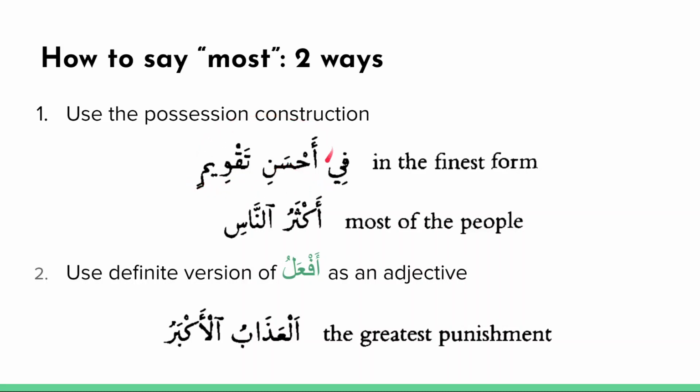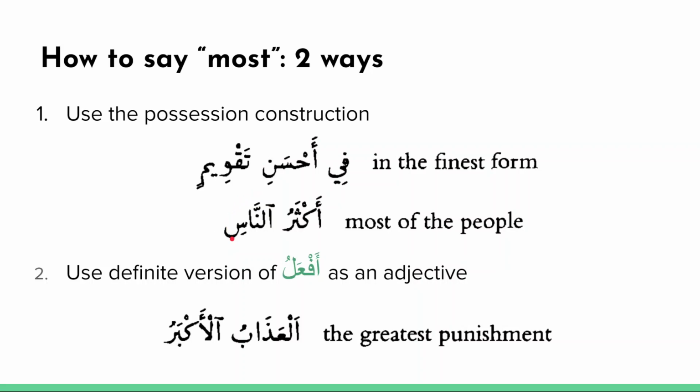If you see this construction, then this means the most of that. So fi ahsani taqweem, in the most fine form or in the finest form. Or here, aktharu an-nasi, most of the people. Now it's worth pointing out that the possessor here could be indefinite like taqweem, or it could be definite like an-nas. And typically if it's indefinite, you have to use the singular form of the word, and if it's definite, you have to use a plural form. That's something to keep in mind.